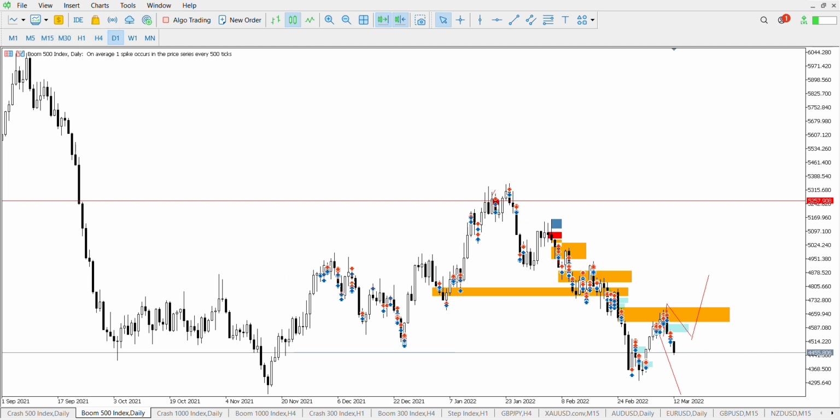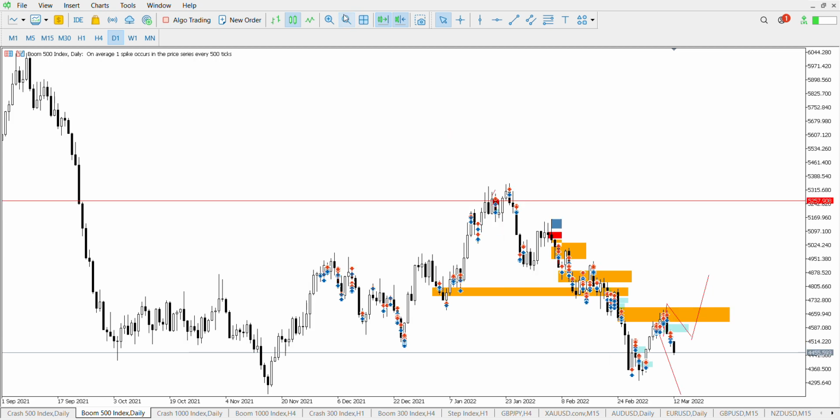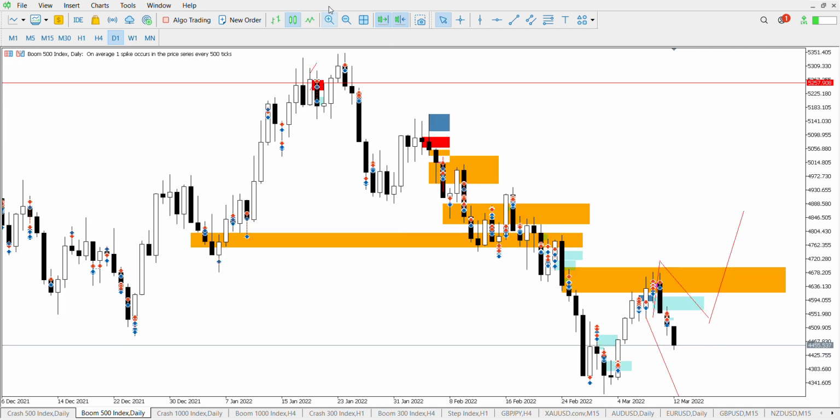So what we planned for Boom 500 was either this push up, test and up, or this push down, and the down one was what I was expecting the most, this sell. And yeah, the market came and it formed there, and then the drop started. Perfect, the way we planned.